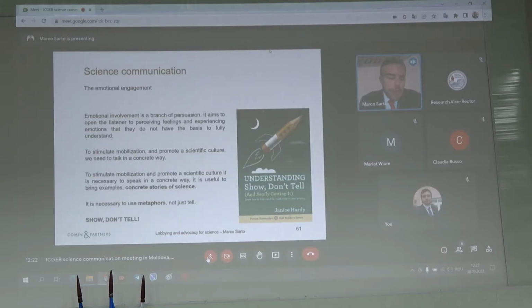And the last thing that I want to say to you is show, don't tell, because it is necessary to use metaphors, not just to tell something. To stimulate mobilization, to promote a scientific culture, we need to talk in a concrete way, using concrete stories of science. But for sure, we have to speak emotionally. We have to try to create a connection with civil society, because science is important, science is our background, but we have to show people what we are doing, not just tell people what we are doing. Show, don't tell is a great difference, something which is related to American marketing, but it's something that even you, even me, everyone can do.